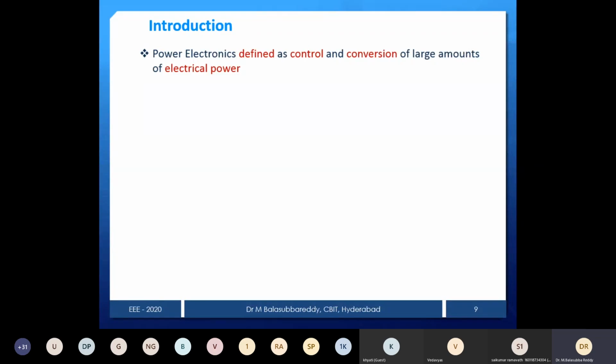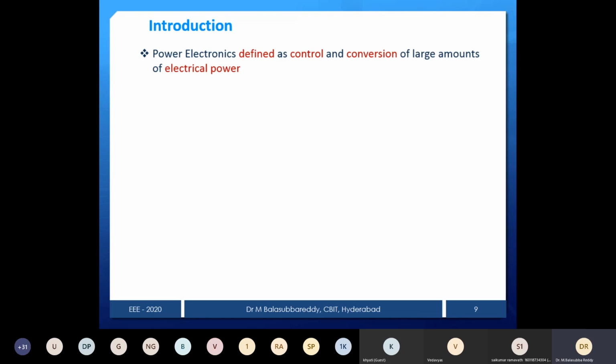That is the reason I explained the syllabus in detail. Whether it is AC to AC, DC to DC, or DC to AC, the function of an inverter is DC to AC, meaning fixed DC to variable AC. The phase control rectifier is fixed AC to variable DC. All five controllers' functions you must remember.